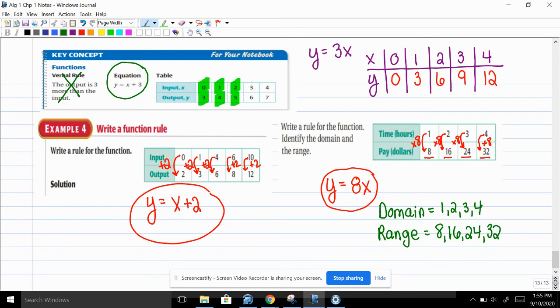All right, guys, so just some basic concepts on functions. The main thing here is that functions have a one-to-one correspondence. You cannot have one input going to 2 outputs. That's no good.